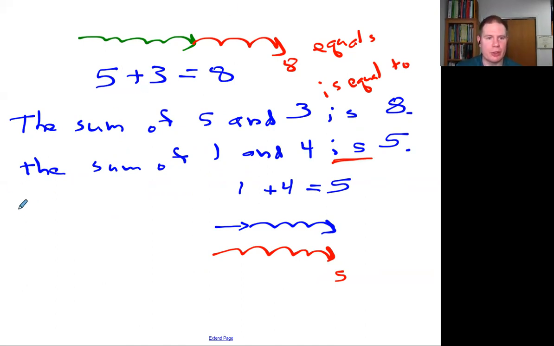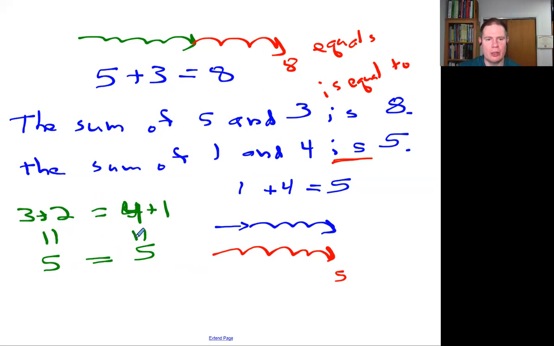But we could definitely be correct if we say something like 3 plus 2 has the same value as 4 plus 1. Right? 3 plus 2 equals, that looks like a Y. 3 plus 2 equals 4 plus 1. 3 plus 2 is equal to 4 plus 1. How do we know this? Because 3 plus 2 is 5, and 4 plus 1 is also 5. 5 equals 5. Right? All of these things are equal to each other.